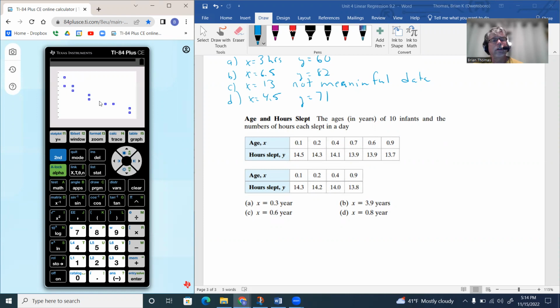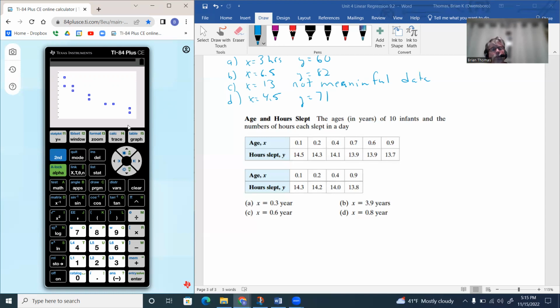Notice that it looks like a decreasing line. So it looks like things are moving in a downward direction. For me, we kind of know that as a person gets older, they don't require as much sleep. So as X is increasing, even for babies, the number of hours they need to sleep kind of decreases. So that's considered a negative slope there.